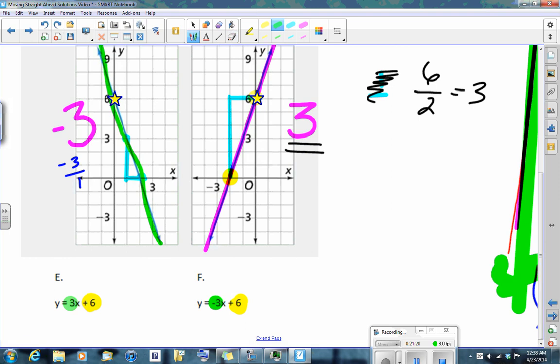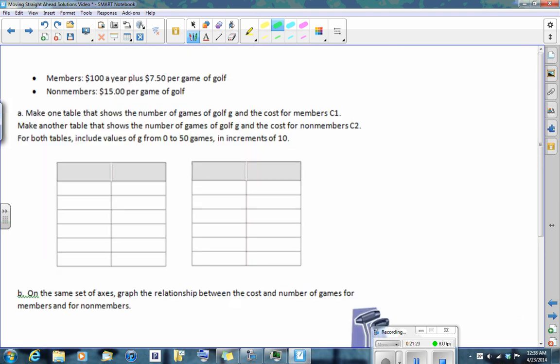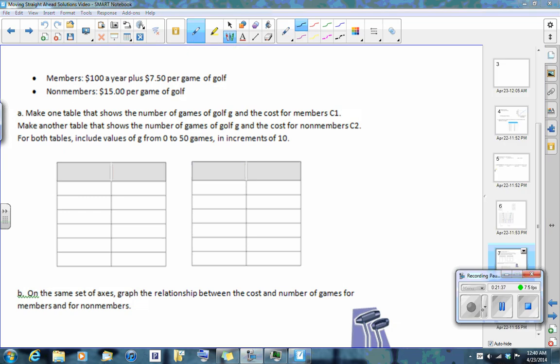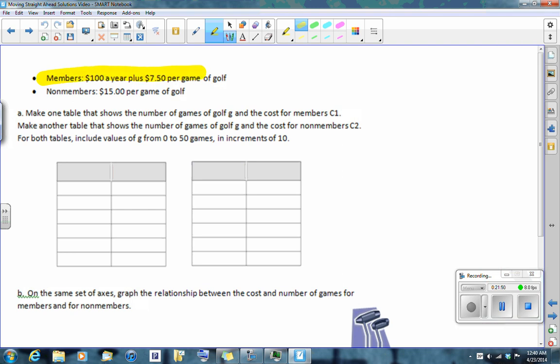Oh well. Moving along. Over here we've got equations for some situations, memberships going on. Sorry, this is like the third time this program's crashed on me while I'm trying to record. Okay, so we got members. Members at this golf club are paying $100 a year plus $7.50 a game. Non-members are paying $15 per game. There's no annual fee.